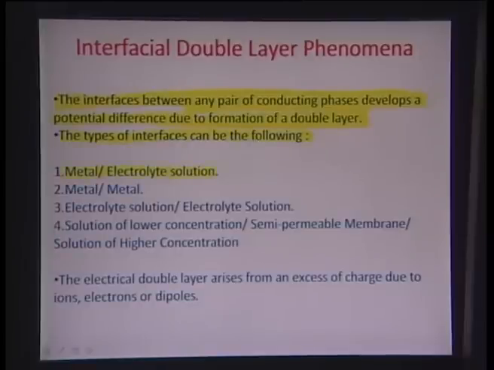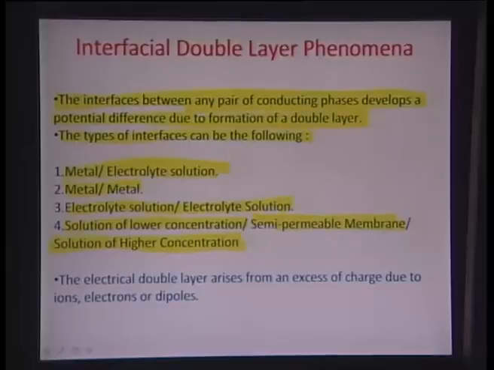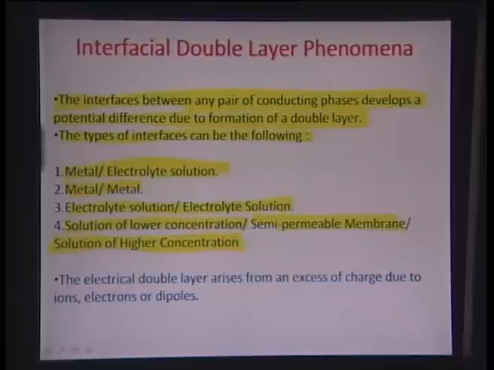So, the various types of interfaces can be the following. It can be a metal electrolyte interface, a metal and a metal, or an electrolyte solution with another electrolyte solution, or it could also be a solution of a lower concentration separated by a semipermeable membrane from a solution of a higher concentration. If you may remember, in one of our electrochemistry lectures we talked about this kind of electrode where there are two different oxidant concentrations and a boundary between them, and this can be an alternate means of designing an ion selective electrode. Okay. So, the electric double layer arises from an excess of charge due to ions, electrons or dipoles.